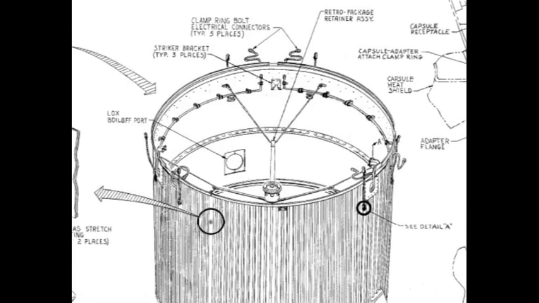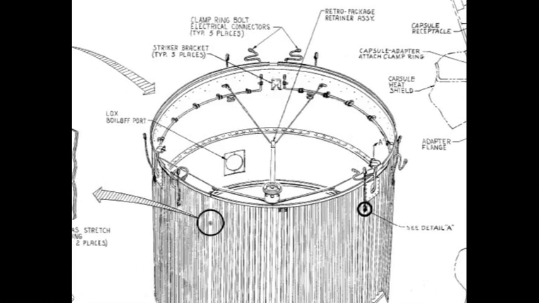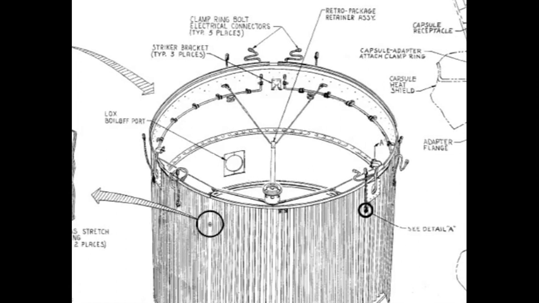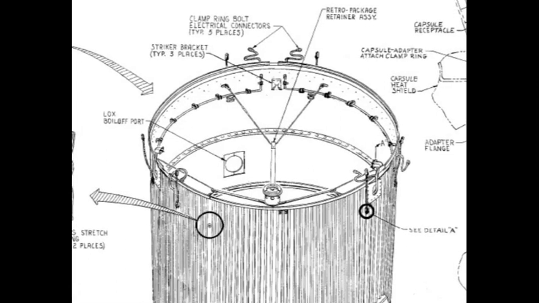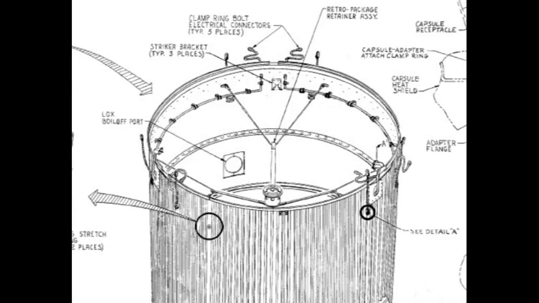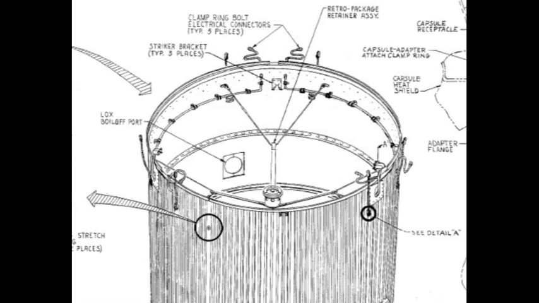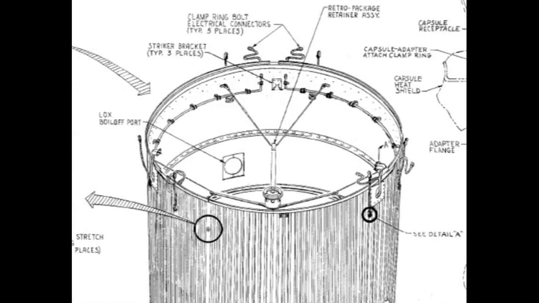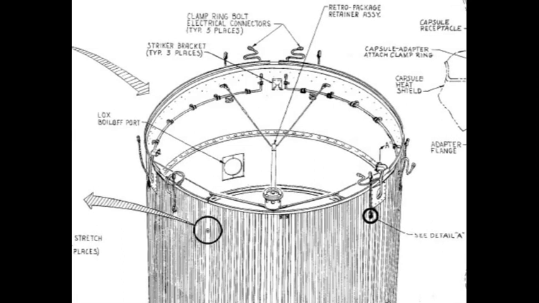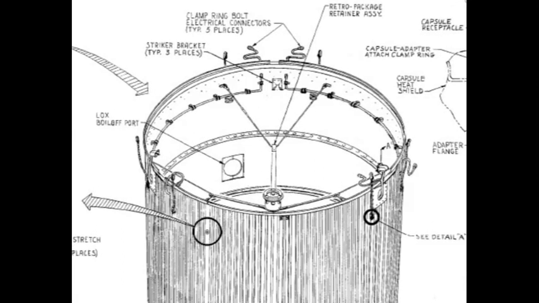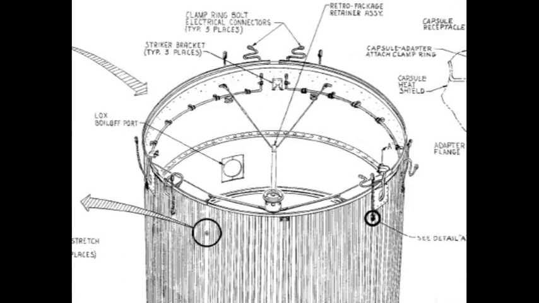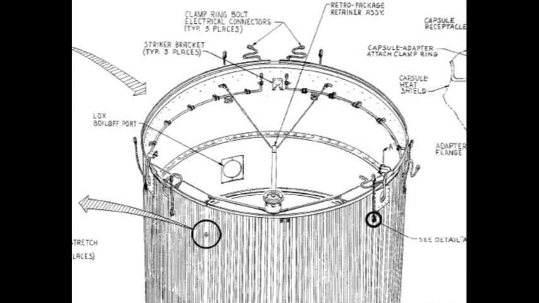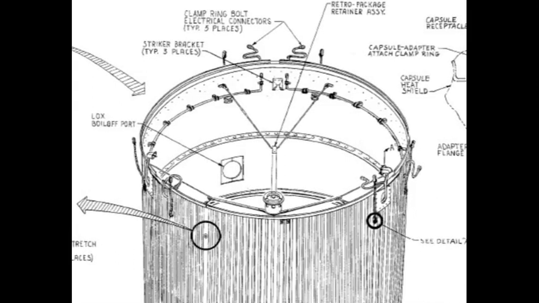218. A retainer assembly attached to the adapter interior skin is provided to prevent the retro package and the explosive bolt fragments from striking the Atlas missile adapter LOX tank. The retainer assembly is a cup-shaped structure that fits over the retro package dome and is supported by 3 metal straps that are attached to the adapter with cable assemblies.